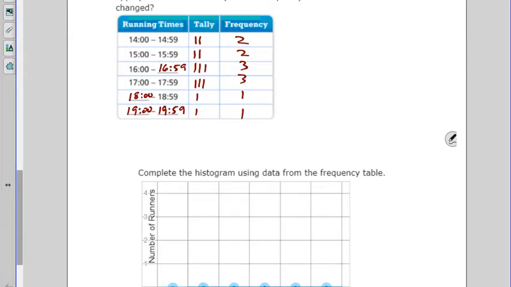So let's look at the first couple here. We have 2 in the 14 to 14:59 range. So I'm going to draw a bar that goes up to 2, just like that. And then I have 2 that are in the 15 to 15:59 range. There's that. Okay. And then I have 3 that's in the 16 to 16:59. So that's that, just like that. And you could keep on going. I'll let you finish the table, and we'll check you in class.